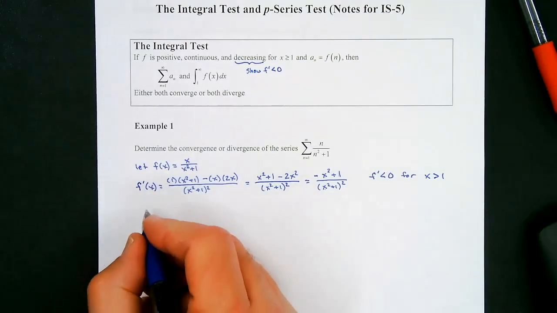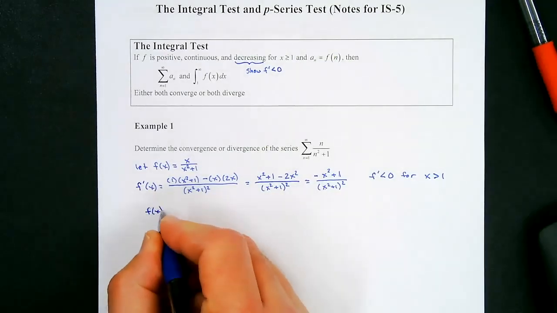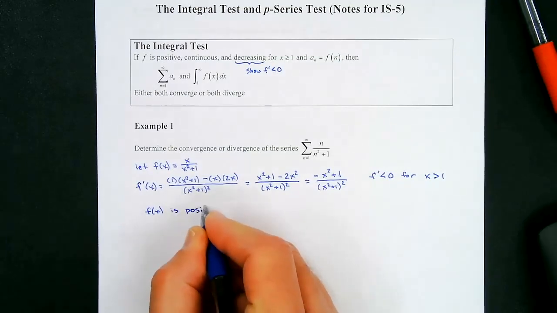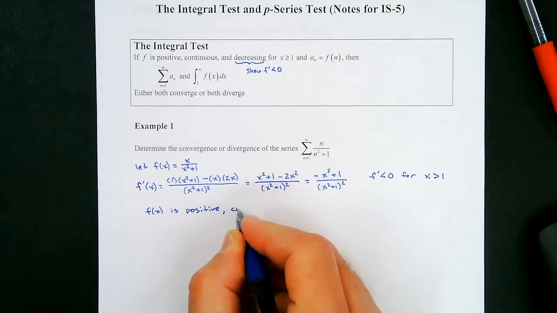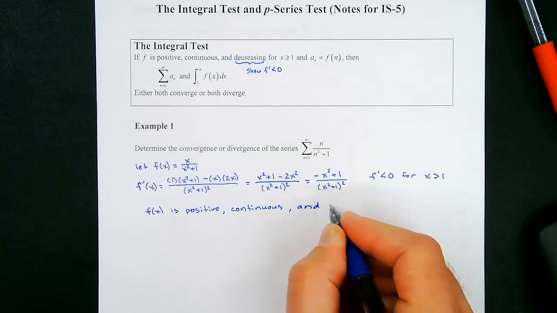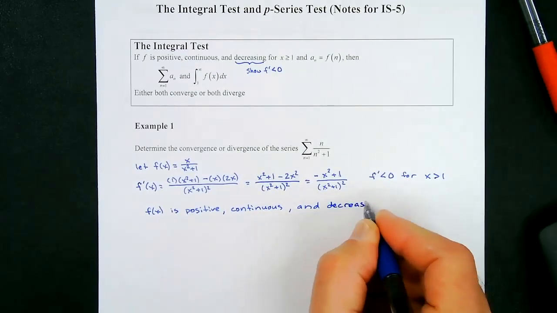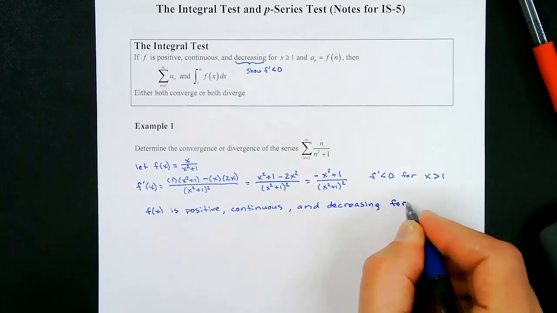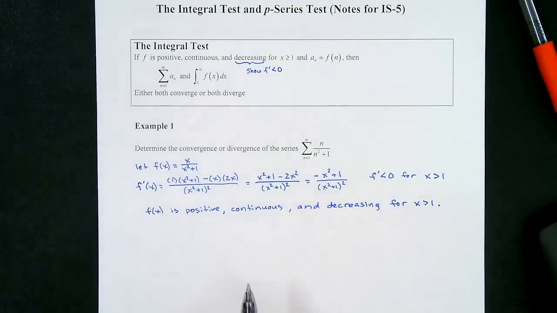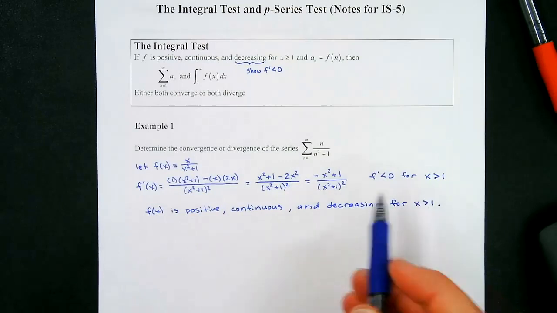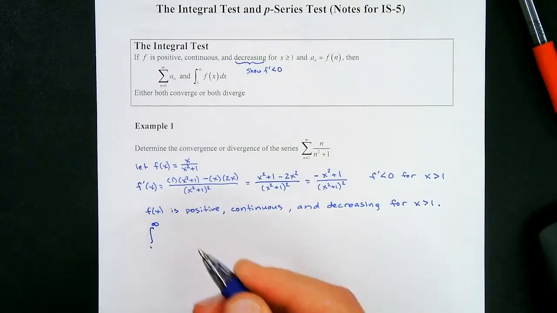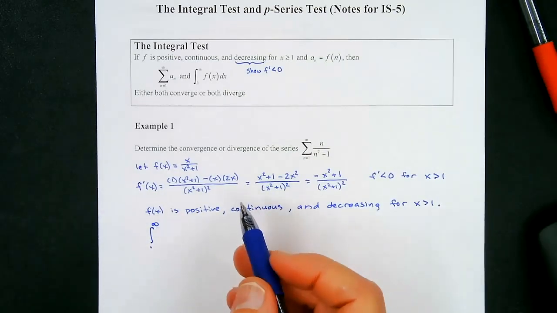So what this means is that f of x is positive. It's continuous. And decreasing for x greater than 1. Okay, so now what we're going to do is integrate. Because we're starting at 1, we're going to integrate from 1 to infinity of our f of x, which is x over x squared plus 1.